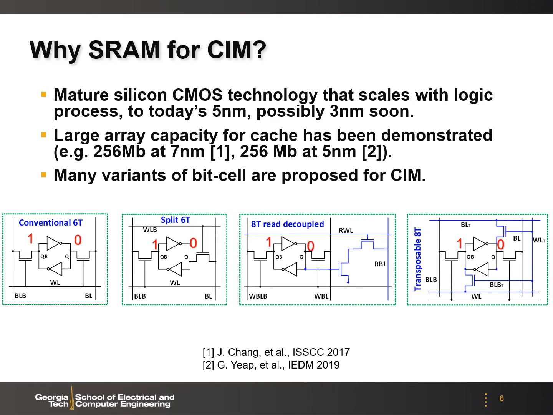And then we look at the first one, the conventional 6T bit cell. We can pre-charge both bit lines, BL and BLB, with VDD, and then we can turn on multiple rows. Depending on the input activation, for example 1 in this case, we can turn on this word line. So there will be large discharge current from the bit line and small discharge current from the bit line bar. So we can sense the difference between those two bit lines to do the computation.